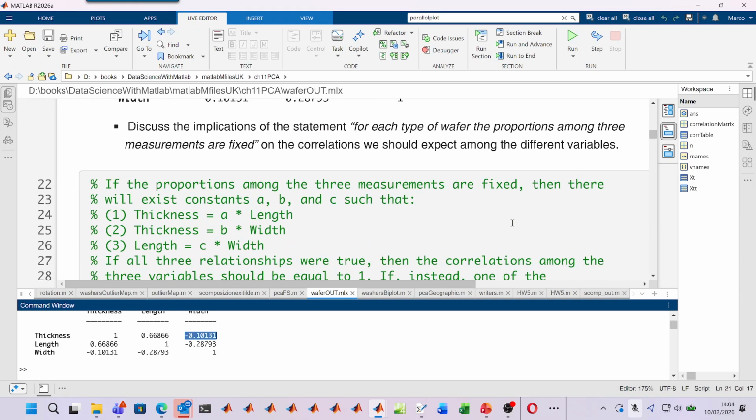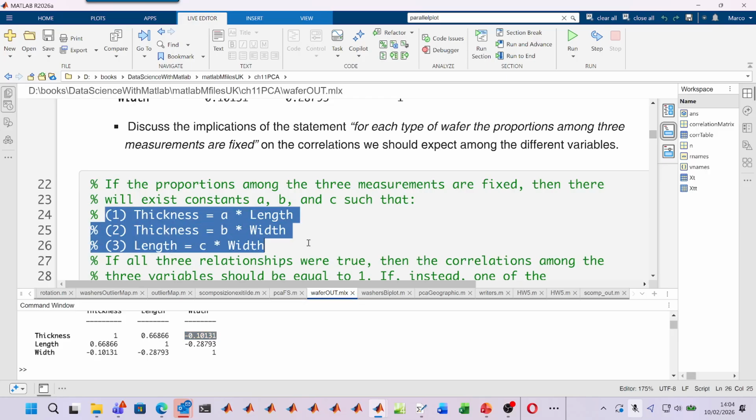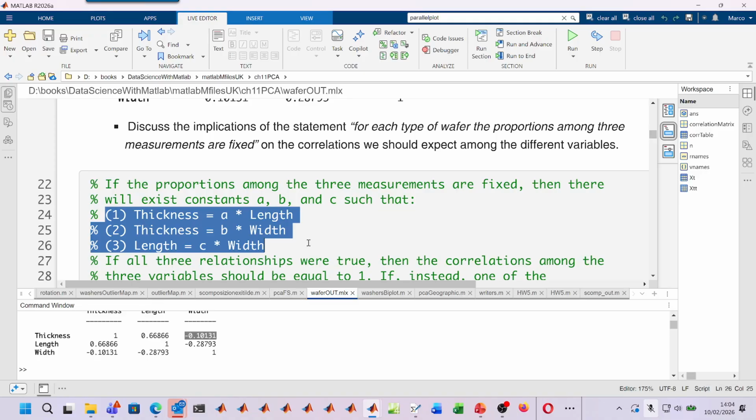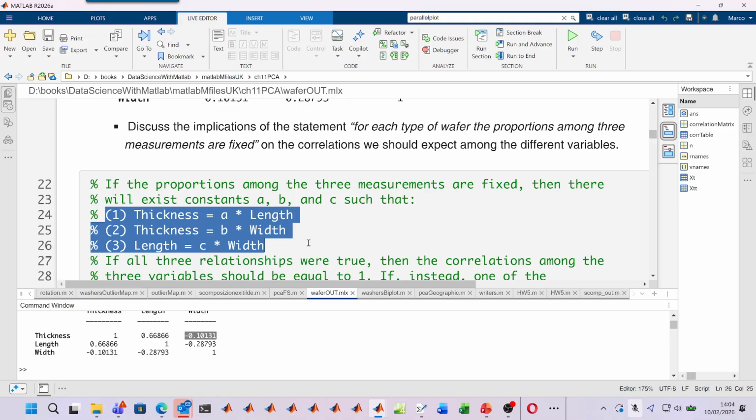Now discuss the implication of the statement: for each type of offer, the proportions among the three measurements are fixed. If this were true, what would the correlation matrix be? Full of ones. Perfect correlation between each pair of variables.